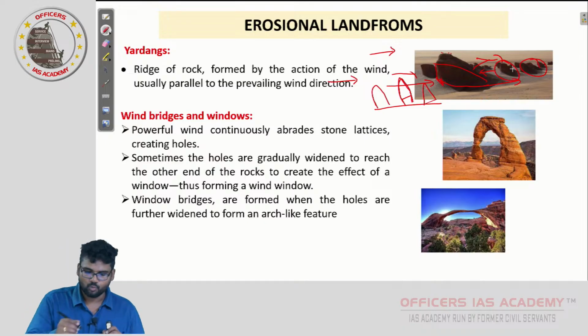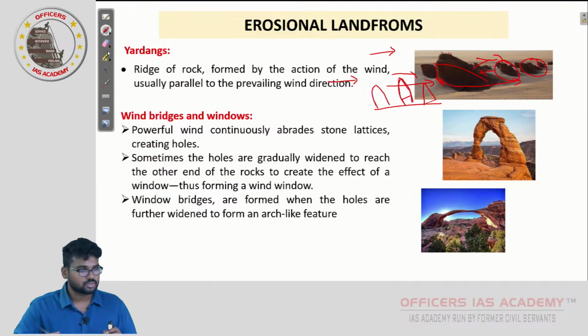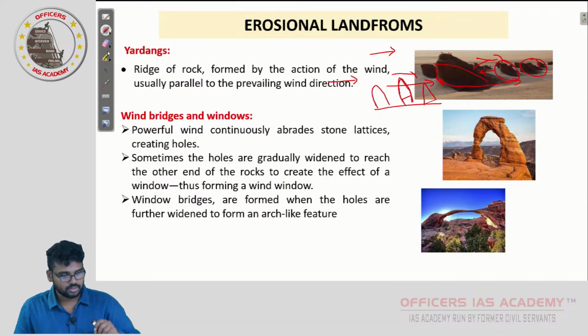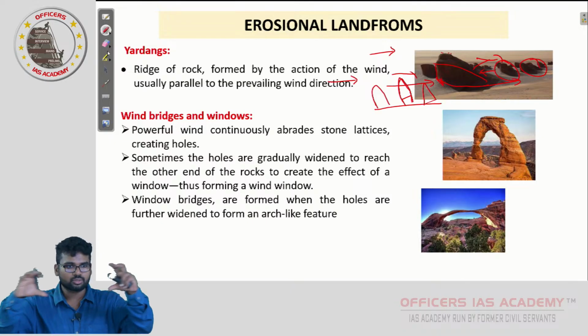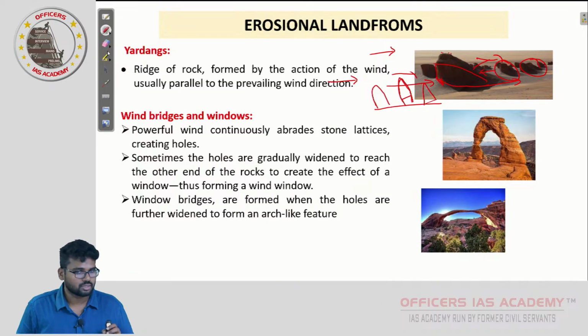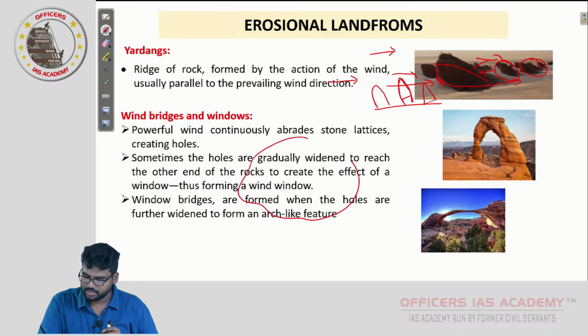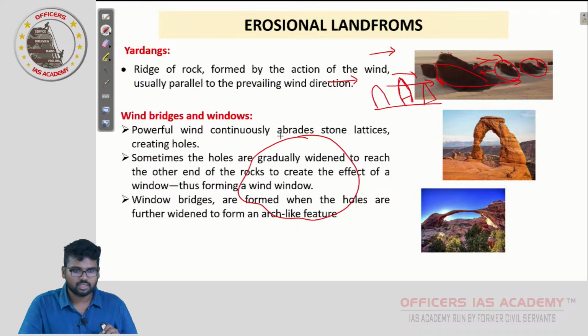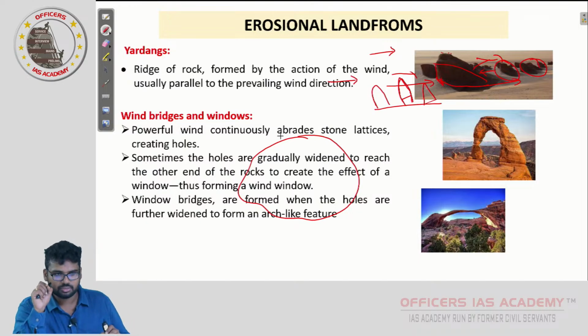Okay. Then wind bridge and wind window, how are they created? This is also called a wind arch. For example, in Tirupati there is a temple, the Tirumala temple. If you go, there is a rock bridge called Silatoranam that is created by the wind action. Okay, it appears like a natural arch, a natural bridge. So how is it created? See, let us say this is a big rock and inside the rock there can be weak joints, weak spots. Let us say there is one such weak spot.